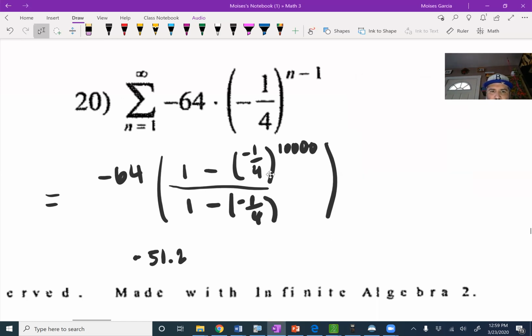What this is saying is we've got a series that starts with -64. It's multiplying by -1/4, making this number really, really small. Eventually that number is going to become almost zero, but not necessarily zero. And when you use a value like 10,000, which is pretty big, eventually it's going to become a value that's pretty close to zero. So this part is almost negligible there.